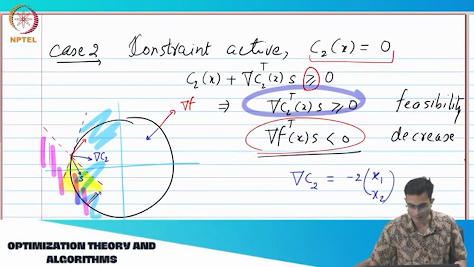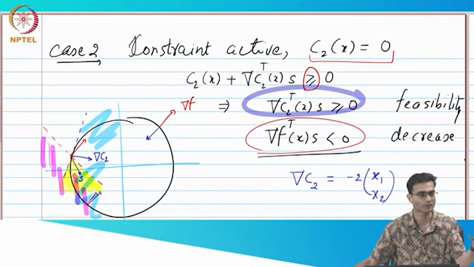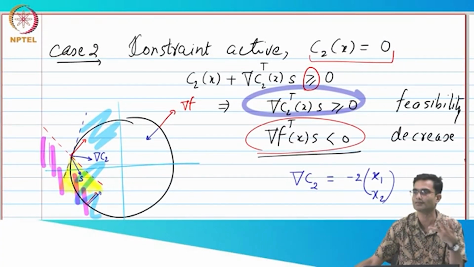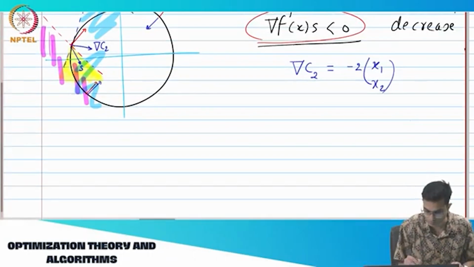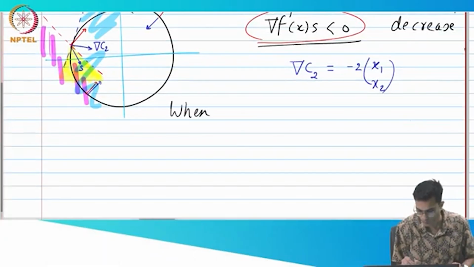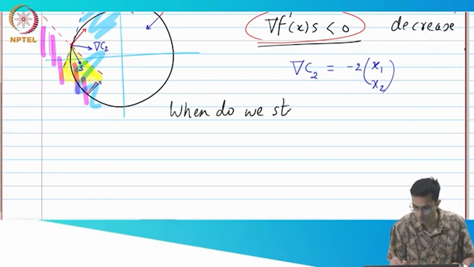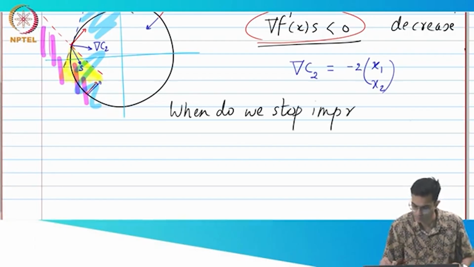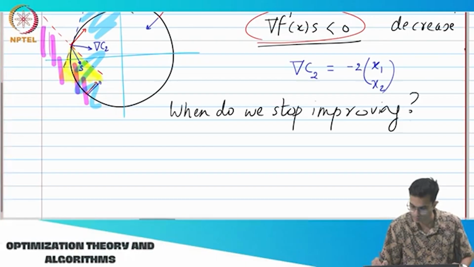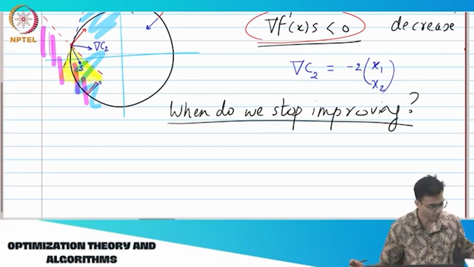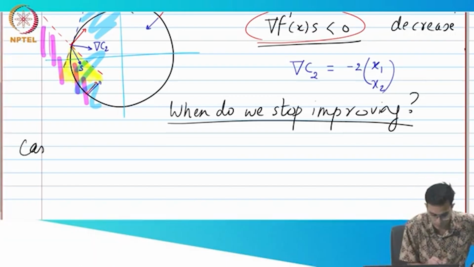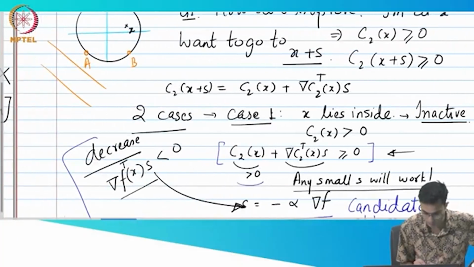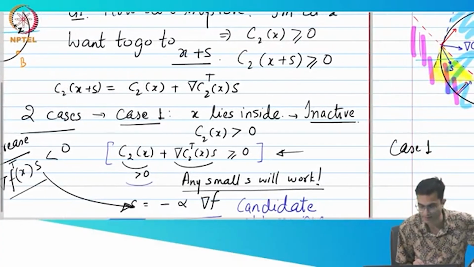So the question that we asked here is, how do I move to a better position? And finally, the second question that we want to ask is, when should I stop? Or when is there going to be no improvement possible? So that's the question that we'll start by asking today. When do we stop improving? Okay. So let's go case by case. Case 1. Remember, case 1 was when I am inside the boundary.